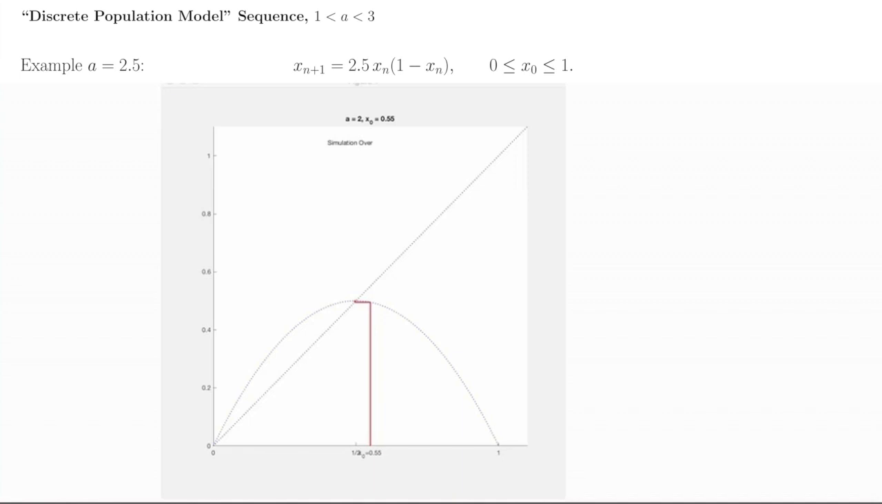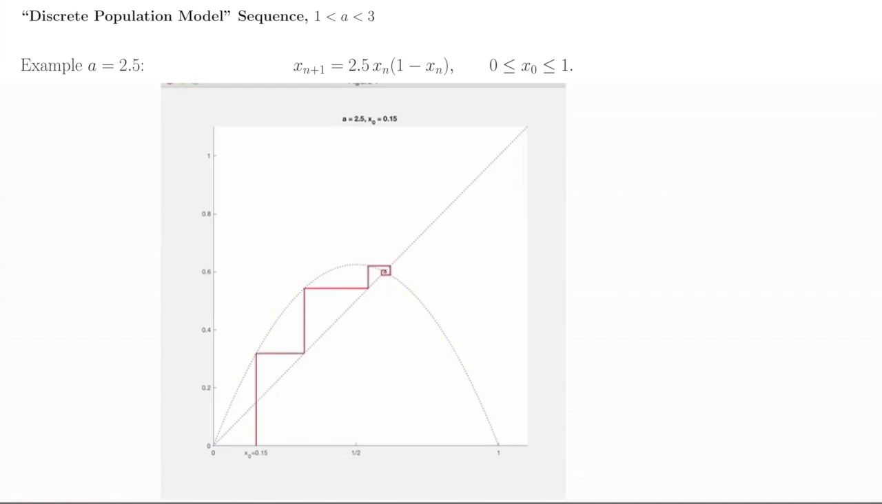Let's now look at a equals 2.5. Here we see a new behavior. We haven't seen this kind of spiraling action before, so this happens for a values larger than 2. Let me try a few other initial conditions just to give you some pictures.